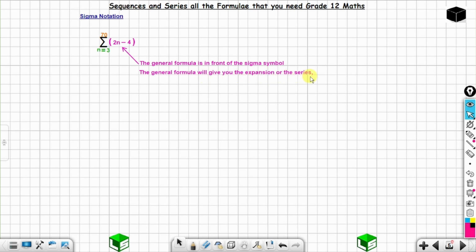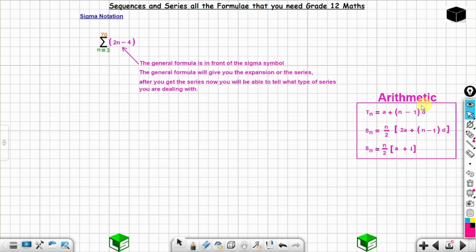We are going to see that. Now, after you get the series, you'll be able to tell what type of series you are dealing with. So, depending on the type of series, you have to decide if you are going to use arithmetic formulae or geometric formulae. You have to get the expansion or the series first so that you can decide if you are going to use arithmetic or geometric formulae. We are going to see that. Now, whatever you have below the sigma symbol.